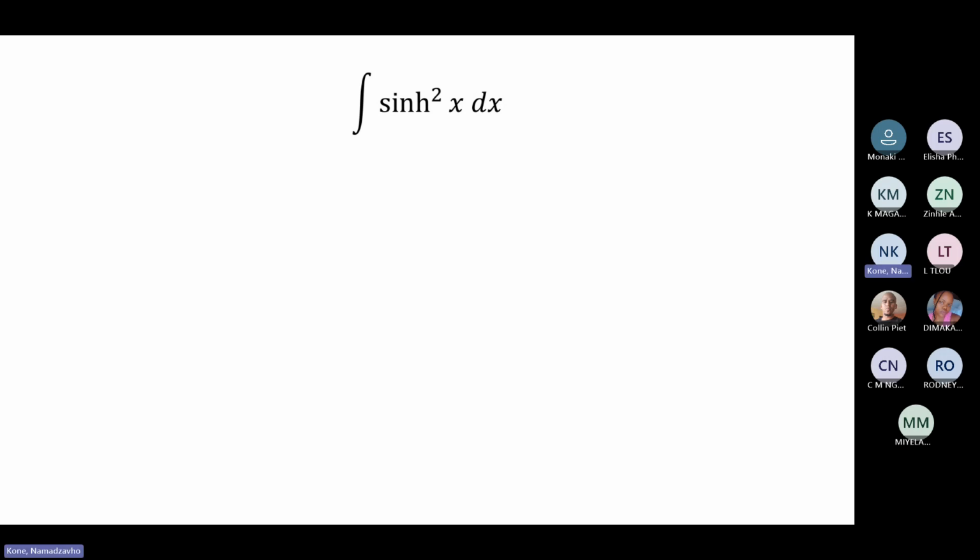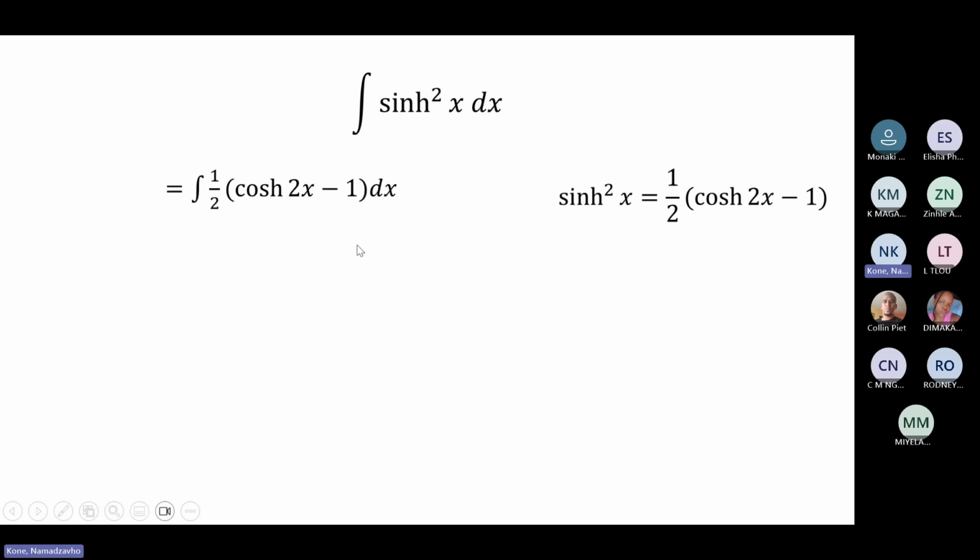Now that power of 2 again. There's no integral with power of 2, even in the hyperbolic functions. But there are trig identities, there are hyperbolic identities that will help you to sort this power of 2 outside. And that is the identity that I'm talking about. It goes like this. It says sin squared x is a half into cos 2x minus 1. So we just replace sin squared x by what is on the right side, so that our integral becomes that. So we'll have 2 integrals now. One with cos, another one with only the 1.